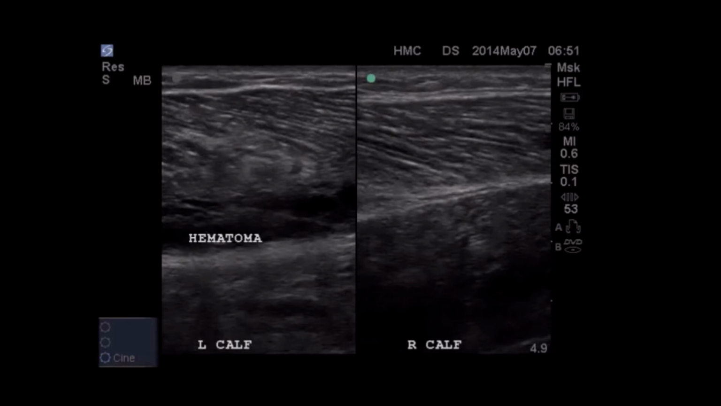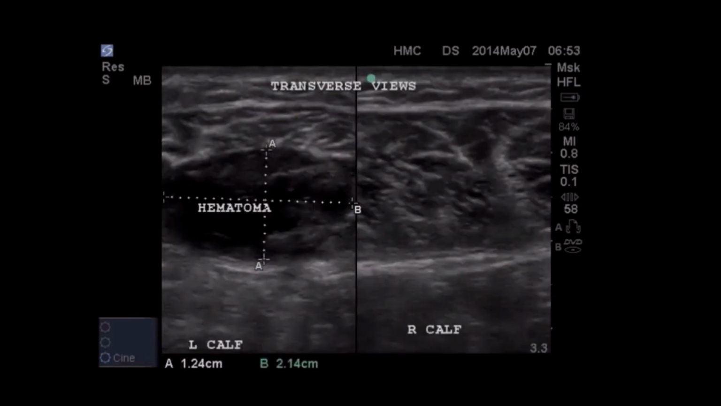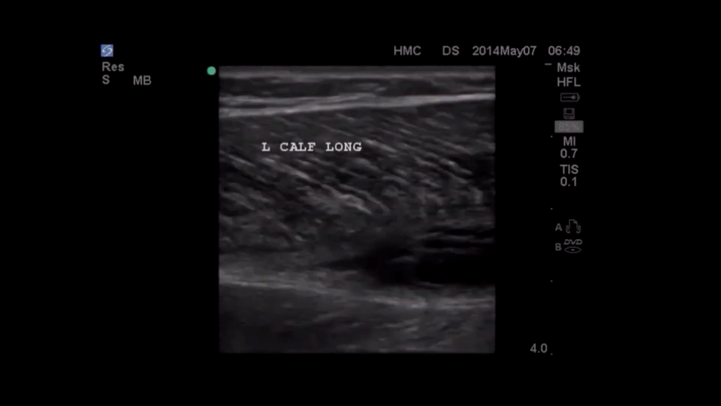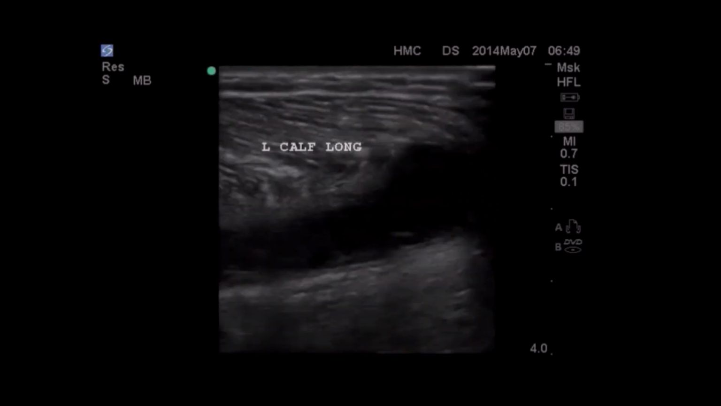You can get a lot of bruising. There's a big black collection of fluid, normal muscle, right? So you can pick up hematomas in the muscle as well. So we can look at muscles, we can look at tendons, we can look at ligaments, and we can look at joint space. Right? Ultrasound helps with all that.